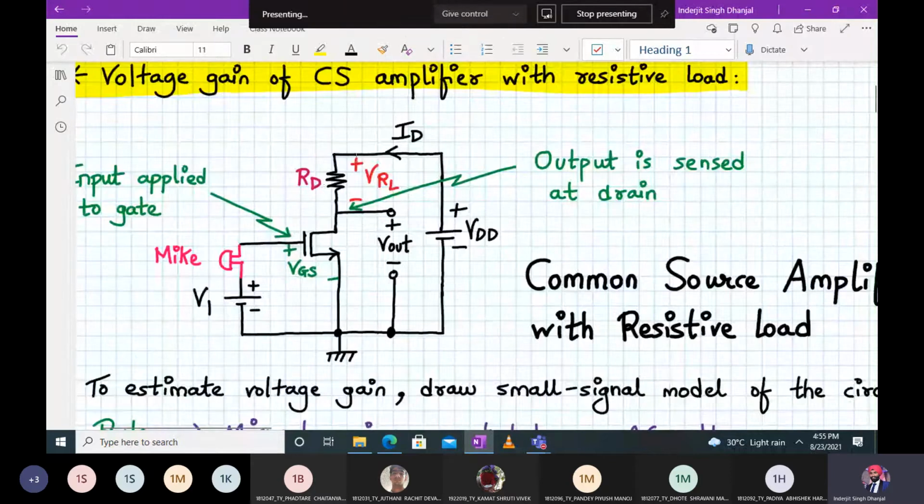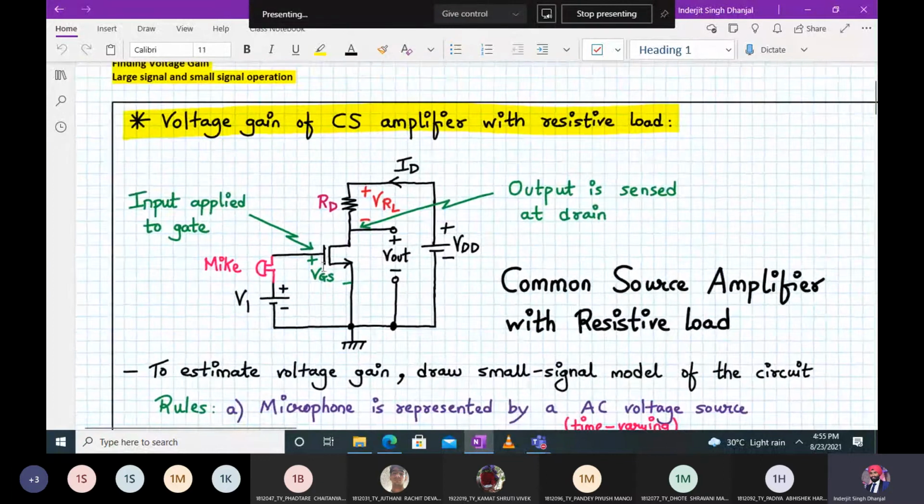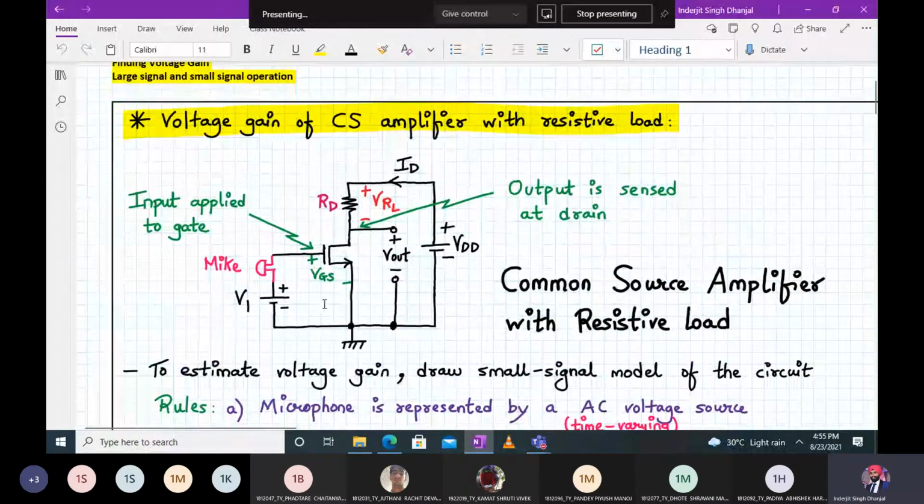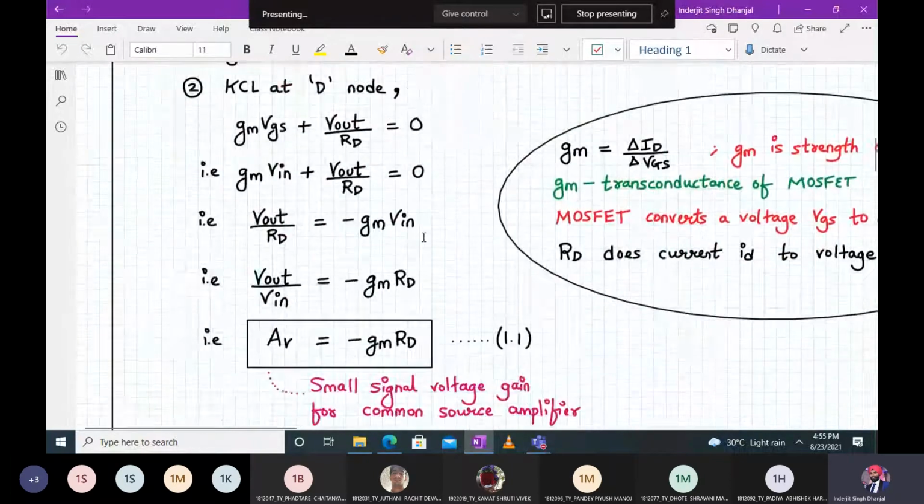And ID, when it flows through the resistor, becomes an output voltage. So we are having two conversions. The MOSFET is converting voltage to a current, and the resistor is converting a current into a voltage. Hence, we have a voltage amplifier over here.